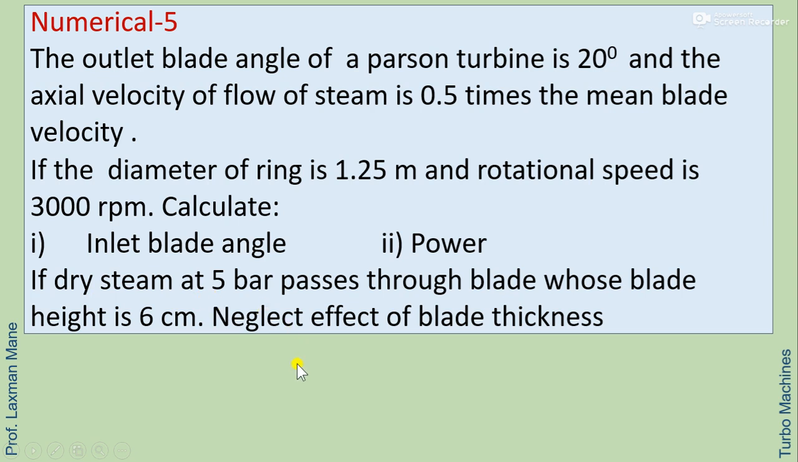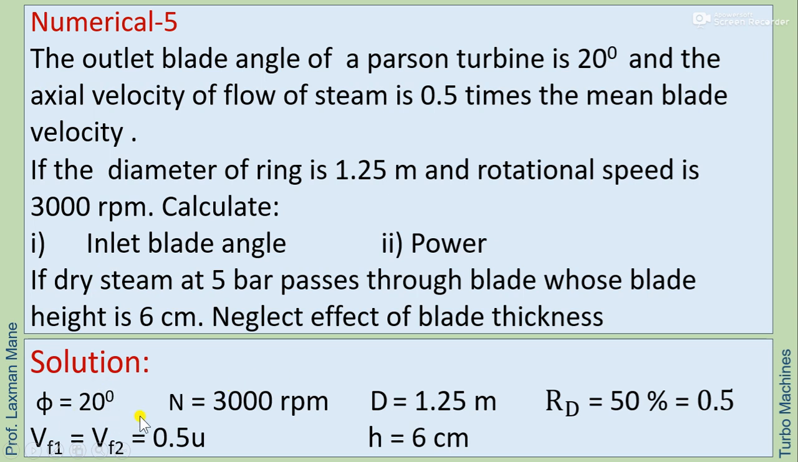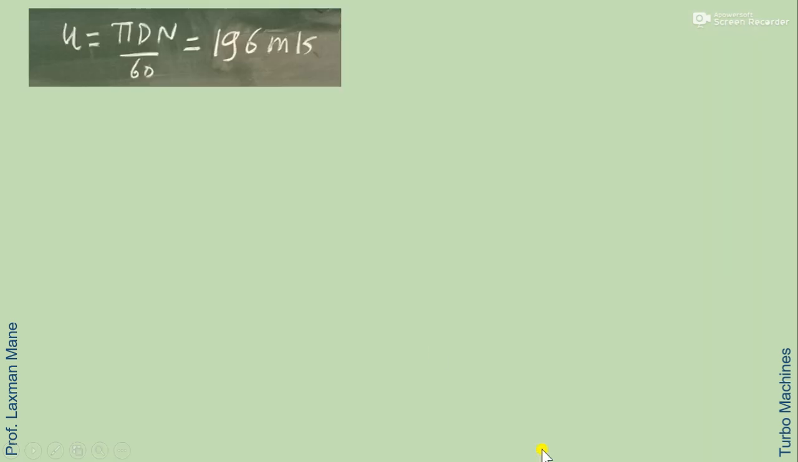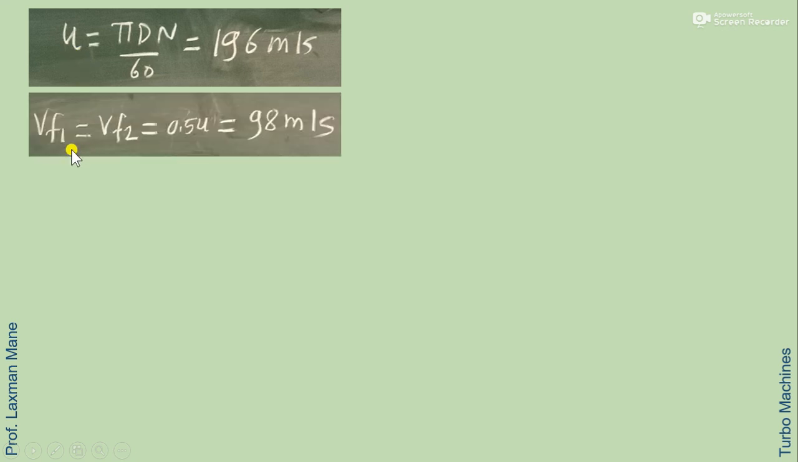Okay, so let us start enlisting the data. As usual, first calculate U, then flow velocity relation is 0.5 times U. So we get flow velocity, at inlet and outlet both are the same, that is equal to, we get the answer.